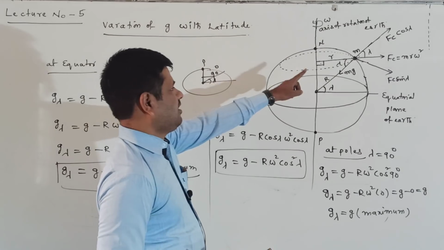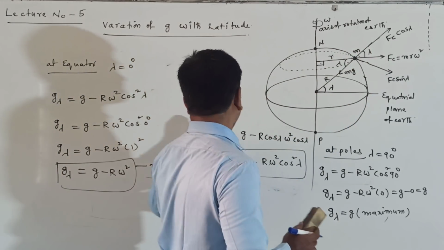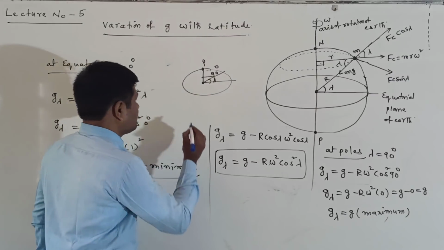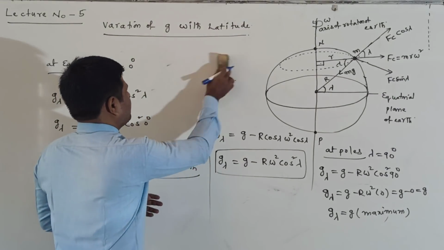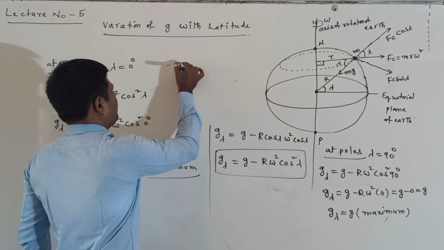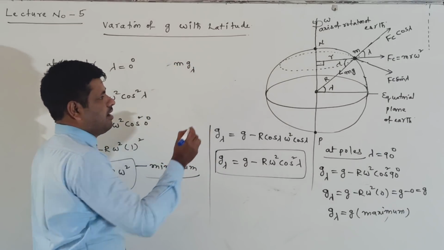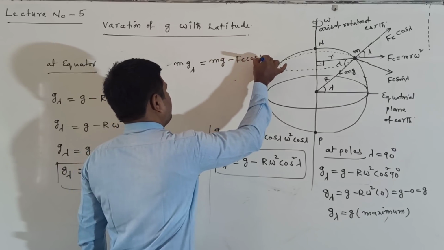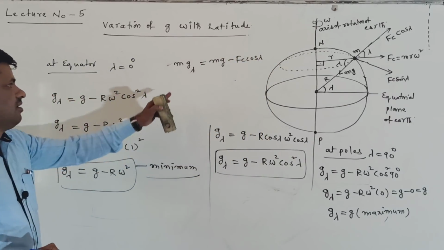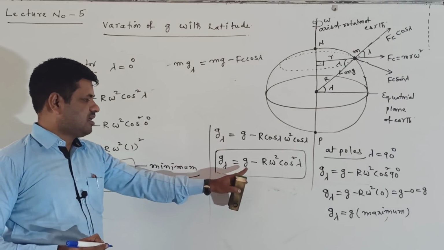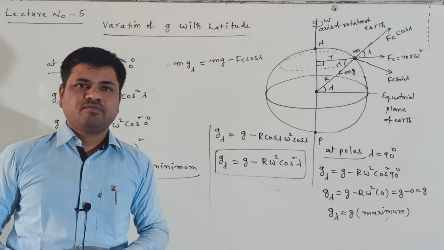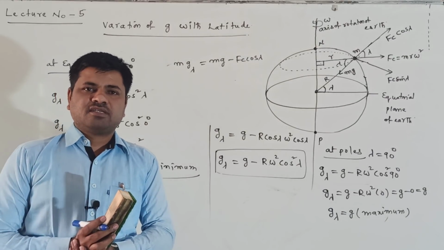Listen here, I am writing here Fc cos lambda and mg are in opposite direction. That's the reason we have written the formula. What formula is written here? The apparent weight m g lambda I have taken, m g lambda is equal to mg minus Fc cos lambda. When changing this formula, we get the final expression g lambda is equal to g minus r omega square into cos square lambda. Okay, thank you. Next, the remaining we will discuss in the next class.